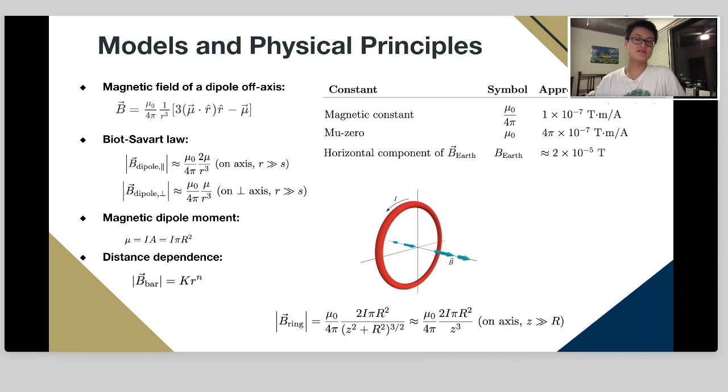The distance dependence of the magnetic field was also expressed in the following equation, K times R to the N, where K includes the magnetic moment and other parameters, while N was to be determined in this experiment through the procedures described. It was assumed that the magnetic field produced by a ring of current would be similar to that produced by a bar magnet.